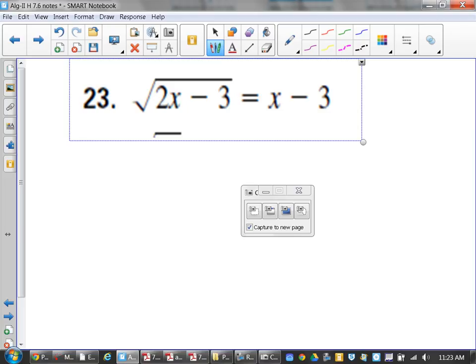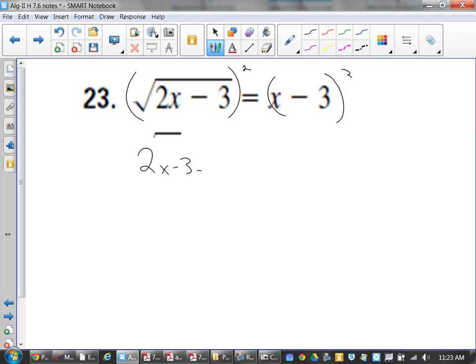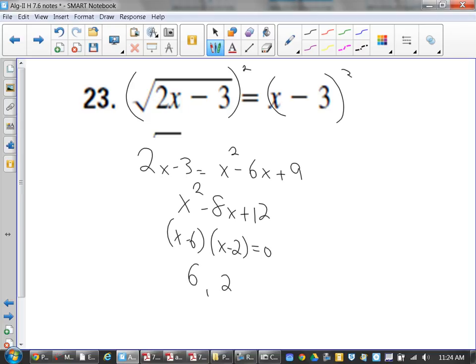Alright. Now this one you've got the square root of 2x minus 3 equals x minus 3. Don't kill puppies, right? So what do you have to do on both sides? So x squared minus 6x plus... Set it equal to 0. And what times what is positive 12? Negative 6 and negative 2. So zeros are at 6 and 2.